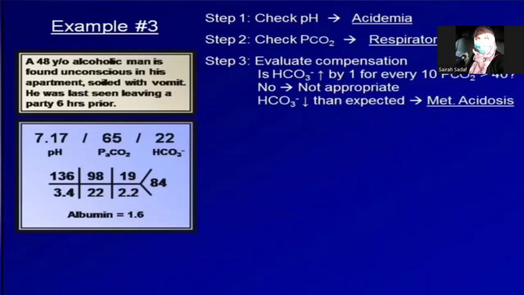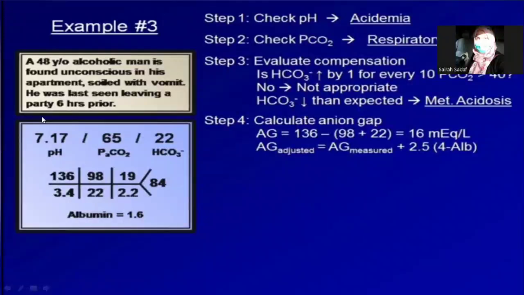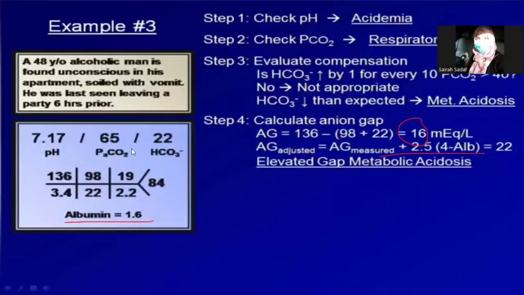Now when there is metabolic acidosis, what do we do next? We look for anion gap. Here it is 16. And as they have mentioned the albumin, you will adjust the anion gap. Now you will be having an answer of, let me do it for you to save time. So it is 22.